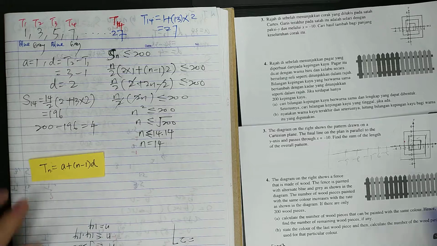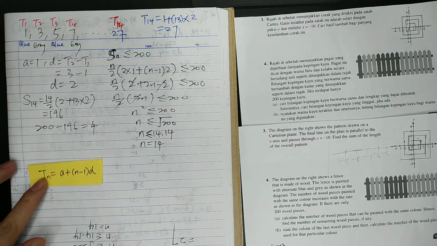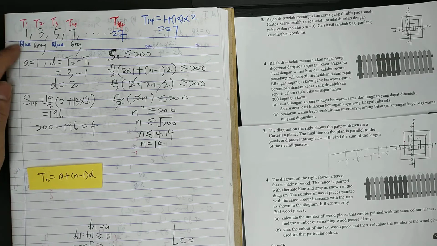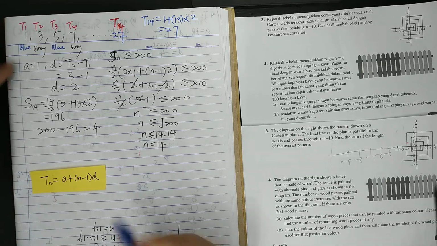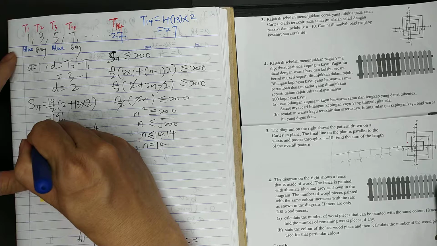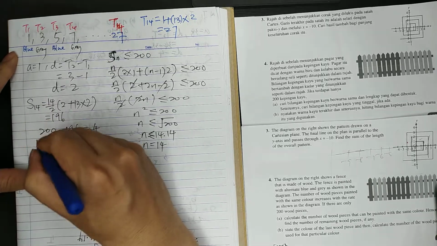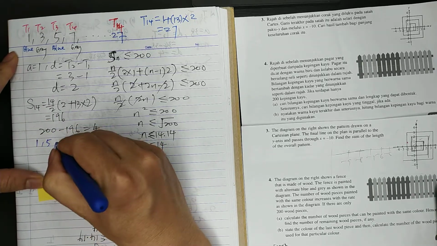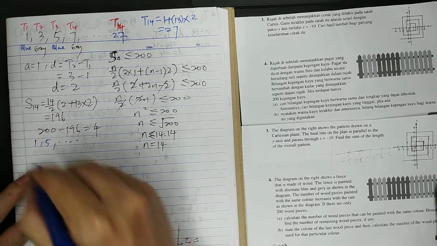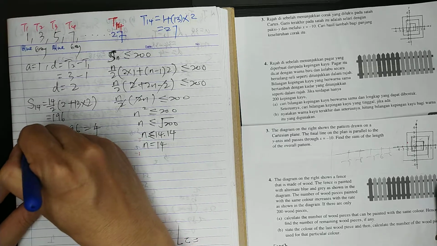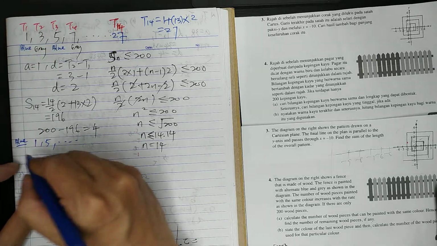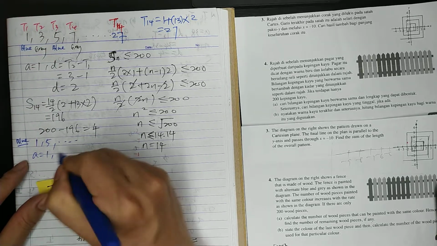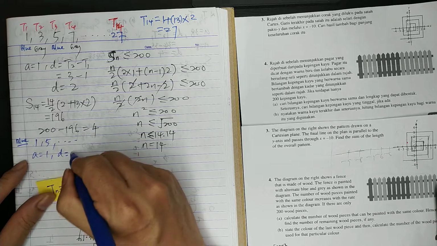So we can test. Let's say this is blue. What's the blue? Blue yang ini adalah one. Let's say it is one for blue, then 5, and so on. So this is for the blue color. Warna biru 1, 5. So A equals 1, D equals 5 minus 1, which is 4.